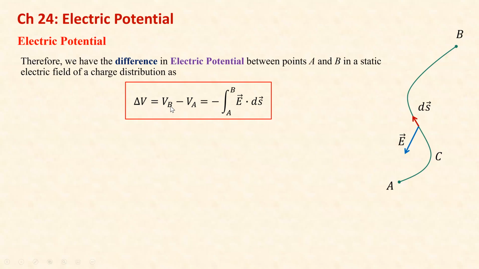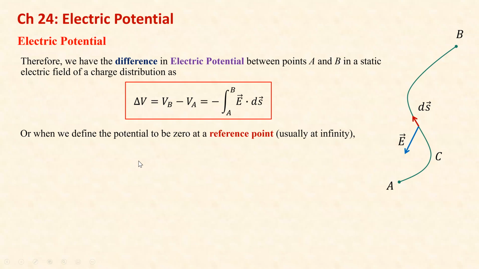When we say delta V, it means final minus initial, which is the negative of the integral from A to B of E dot ds. Again, you do the same thing from A to B. There is a path. You choose a path to take from A to B, and this is the integral of E dot ds. Of course, we're not going to do that, but this is the definition. When we define the potential to be zero at a reference point, which is sometimes at infinity, we take the integral from the reference point to R, and that becomes the potential at any point R, because now we have a reference point.